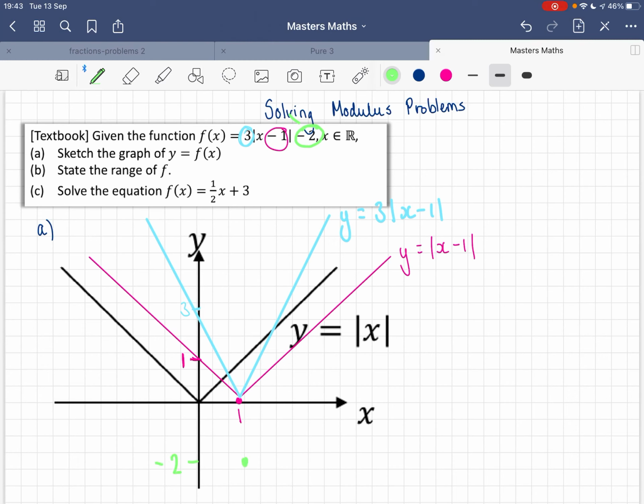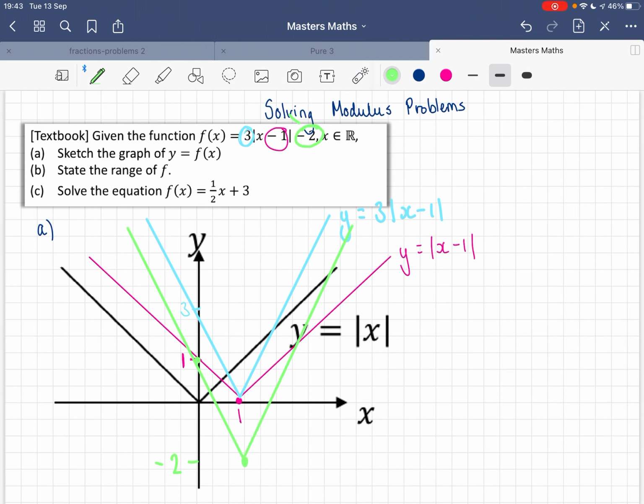1, 0 minus 2, so down here. And instead of crossing the y-axis at 3, it's going to cross the y-axis at 3 minus 2, which is 1. So it's going to cross here. And it's going to look like, trying to keep it parallel to that blue line, because in theory it should be, but obviously it is just a sketch.